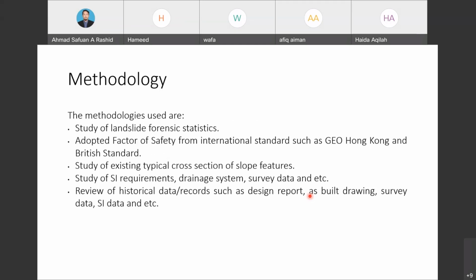So the methodology used in creating this guideline: study of landslide forensic statistics, adopted factor of safety from international standards such as Geo Hong Kong and British Standard, study on existing typical cross-sections of slope features, study of site investigation requirements, drainage system, survey data, and etc. Review of historical data records such as design reports, as-built drawings, survey data, site investigation data, and etc.